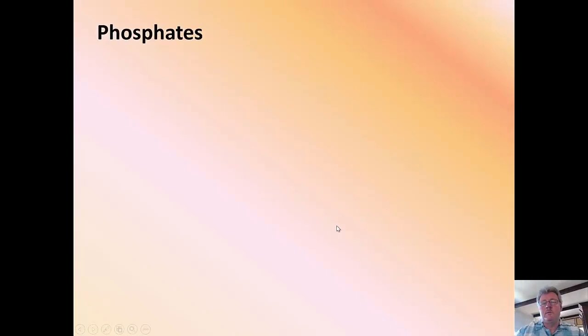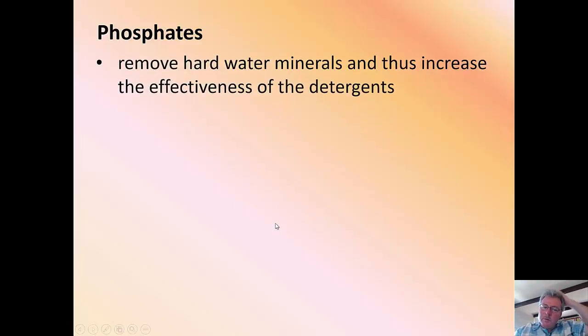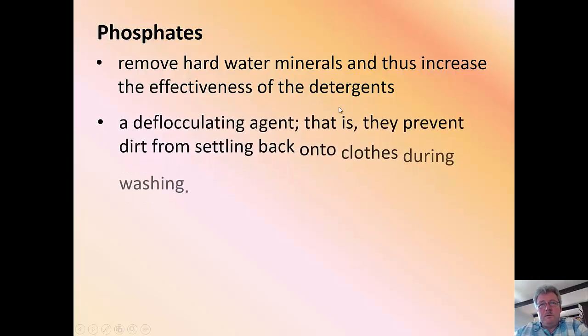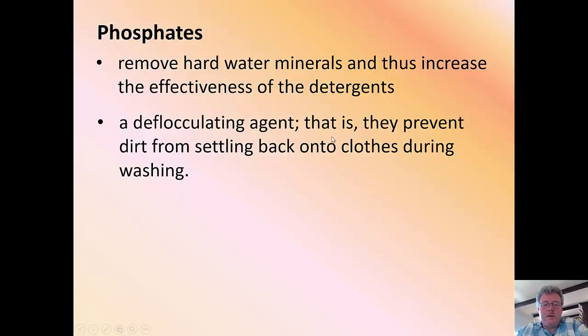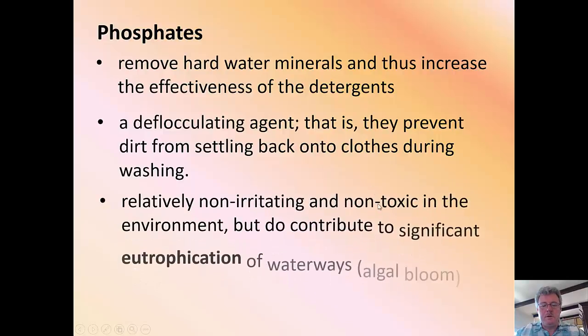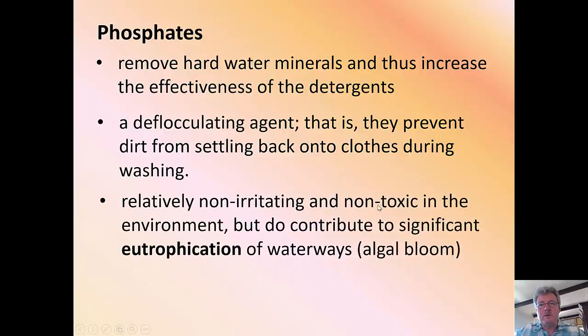Phosphates are a problem. Although they can remove hard water minerals, they can form a precipitate with magnesium and calcium. That increases their effectiveness. As a deflocculating agent, they prevent dirt from settling back into clothes, so they keep it floating up in the water column. They're relatively non-irritating and non-toxic in the environment, but phosphates, again, can contribute to eutrophication of water.